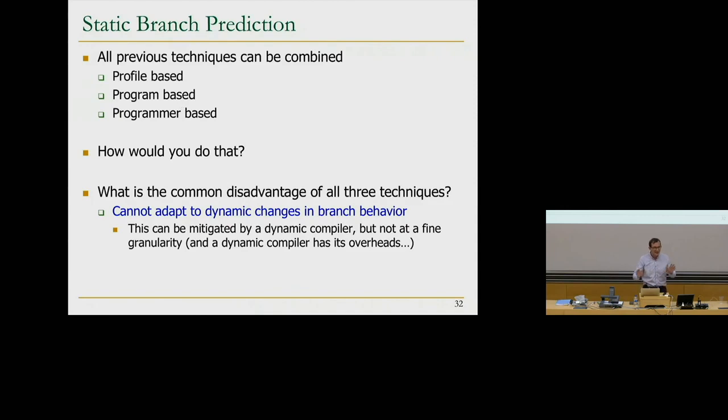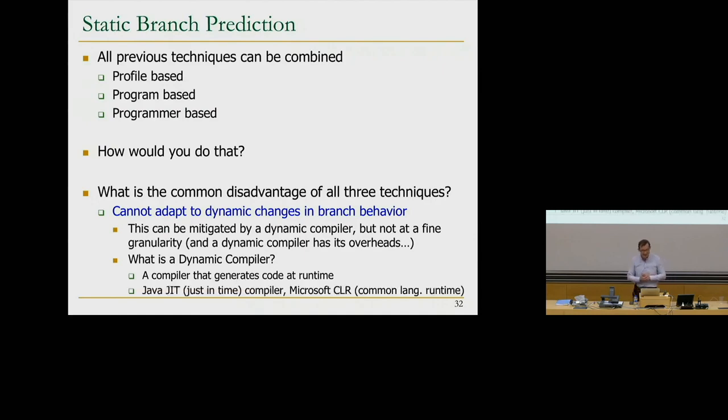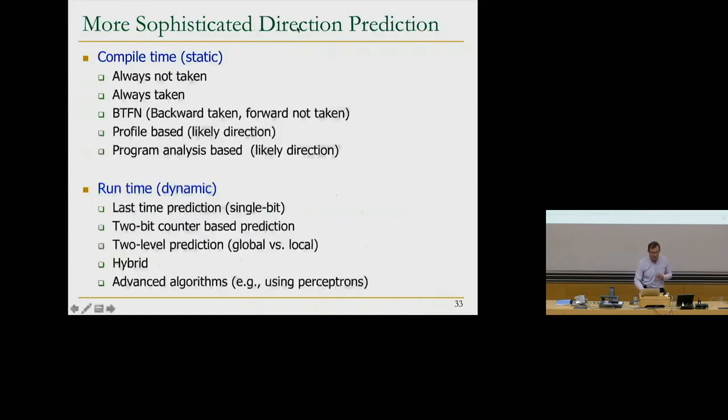So you can potentially have a dynamic compiler, a compiler that generates code at runtime while the program is executing, like the Java just-in-time compiler, the common language runtime, a lot of the managed languages where you compile code while the code is executing. You can figure this out potentially and change it, but it has overheads also that we're not going to discuss. So a more sophisticated direction prediction is actually dynamic. We'll cover the first one, and then we'll stop.